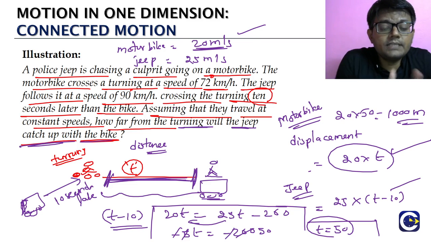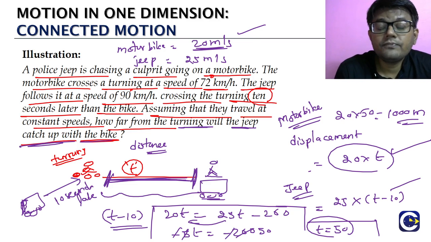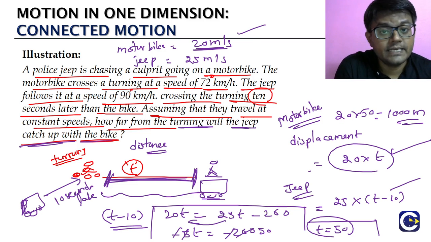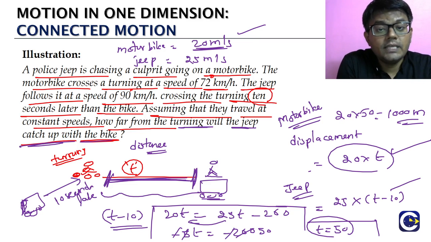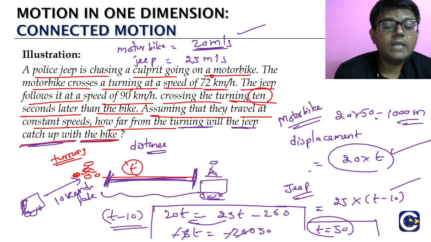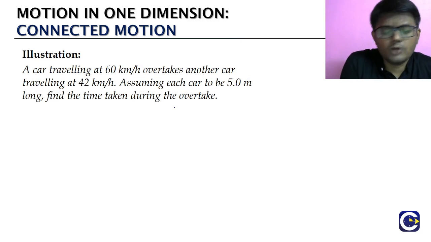Okay, so you see what is the connection between the two motions here? They are connected in terms of time of journey. The motorbike thief, time of journey is t. The police jeep, time of journey is t minus 10. They are connected in terms of time of journey, and they are also connected in terms of the displacement or distance covered, because when we say the police has to catch the thief, they will end up at the same location. So from the turning point, the distance covered for both of them will be the same. Okay, so this is how we'll have these connected motion type of questions. We'll look at one more problem.